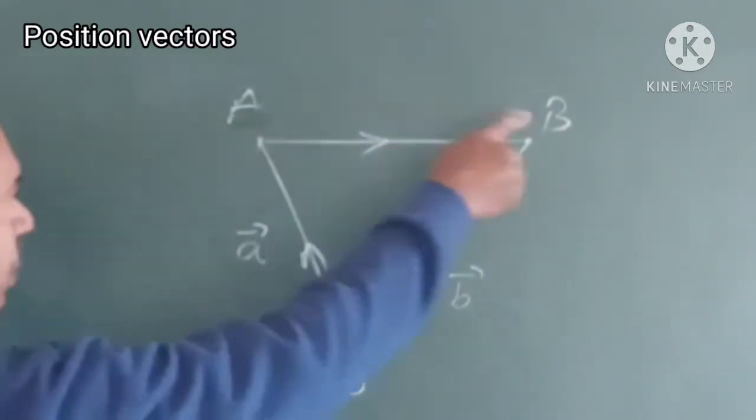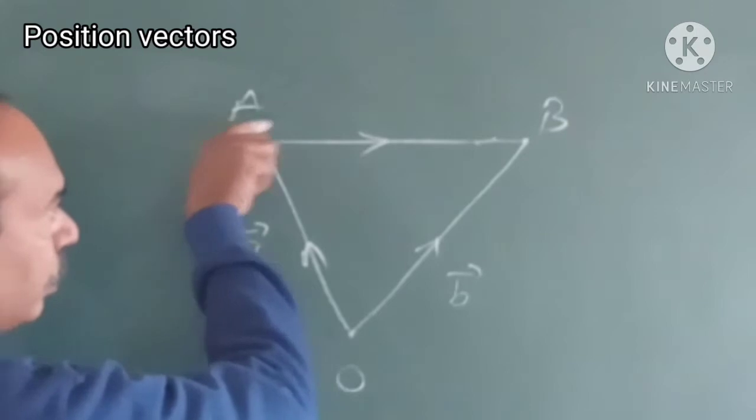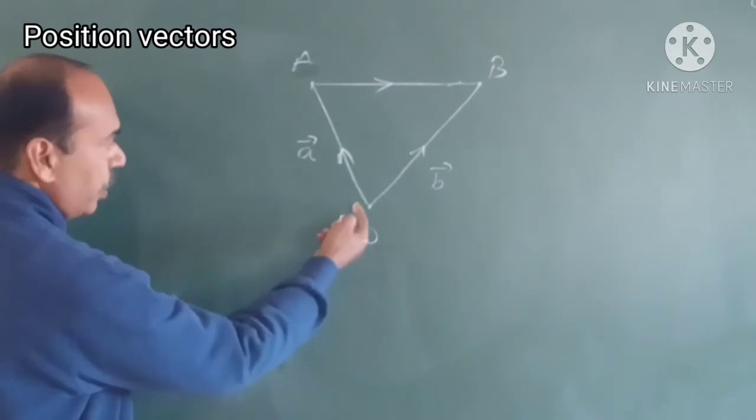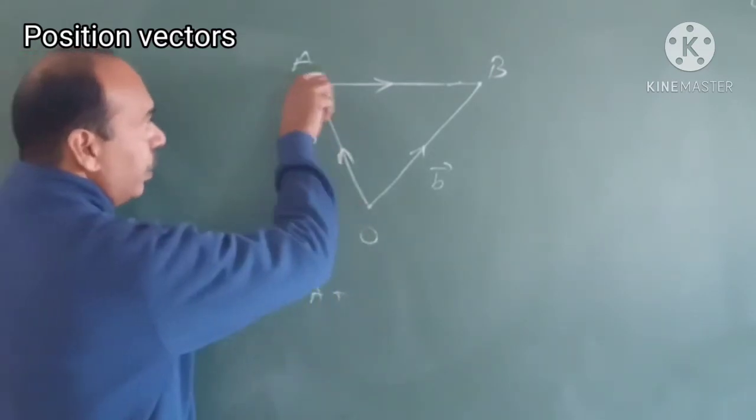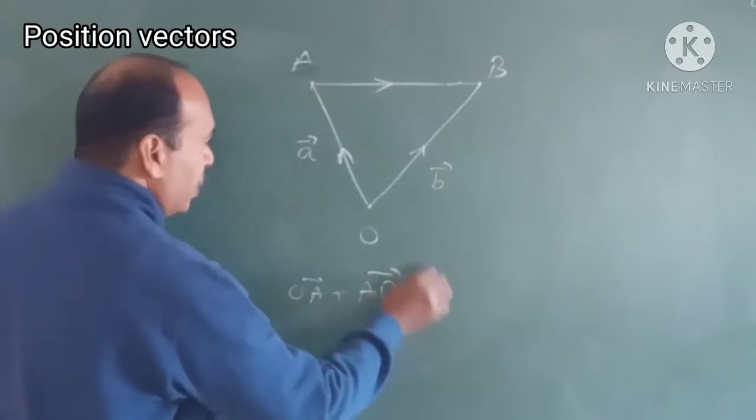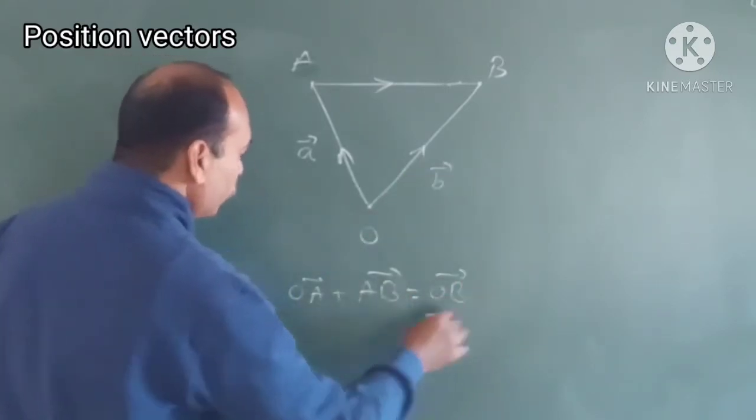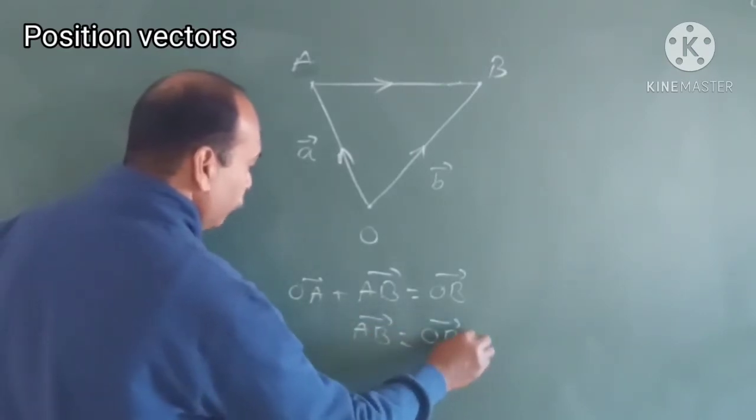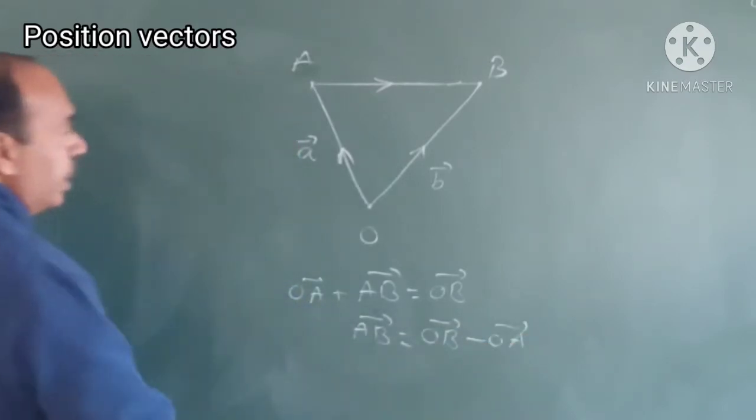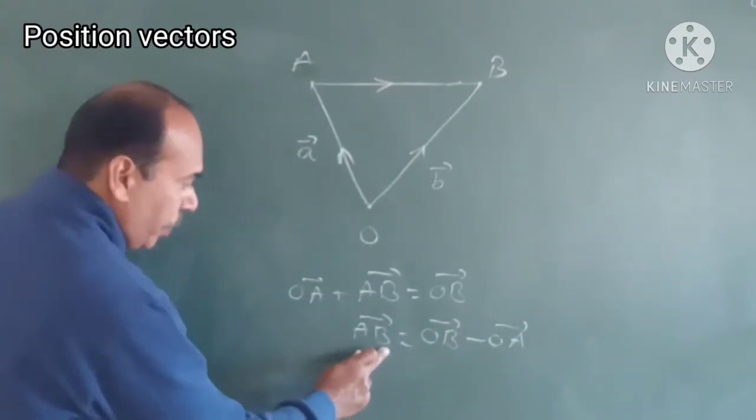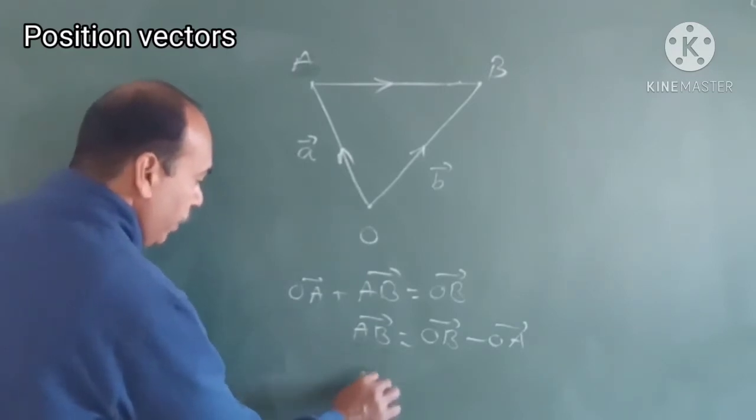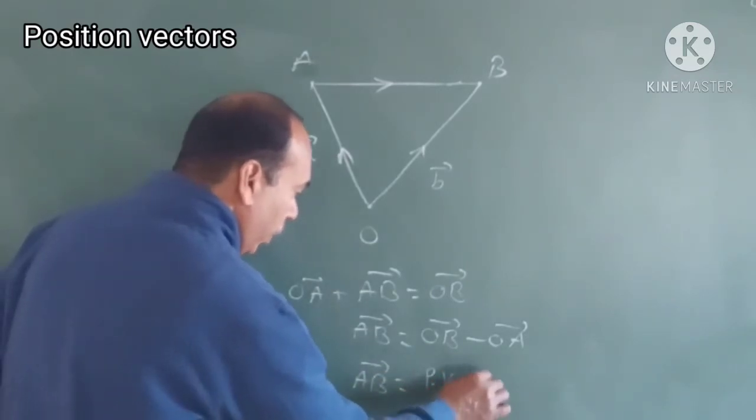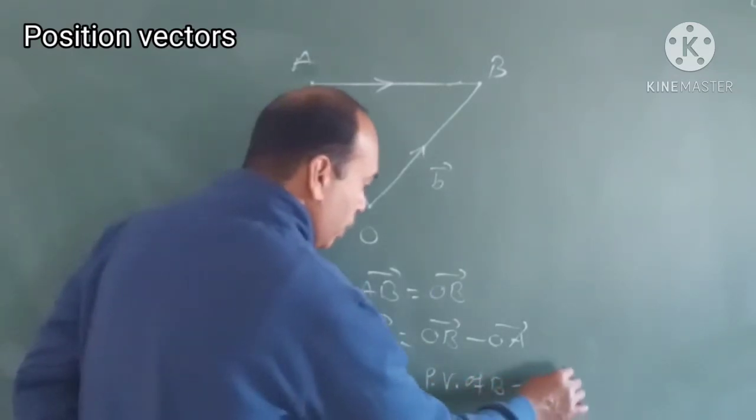So once again by using the triangle law, OA plus AB is equal to OB. OA direction, then after that AB, is equal to OB. So we have to find vector AB, which is OB minus OA. It means position vector of B minus position vector of A. Vector AB is the position vector of point B minus the position vector of point A.